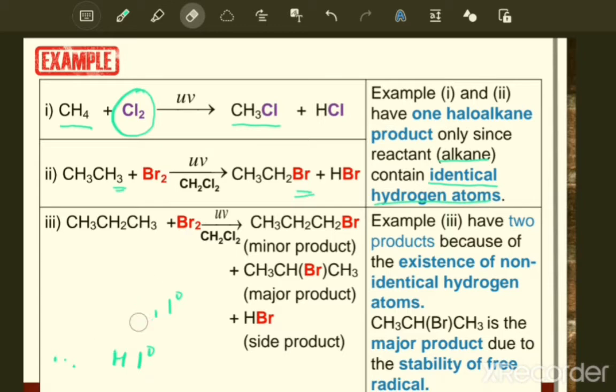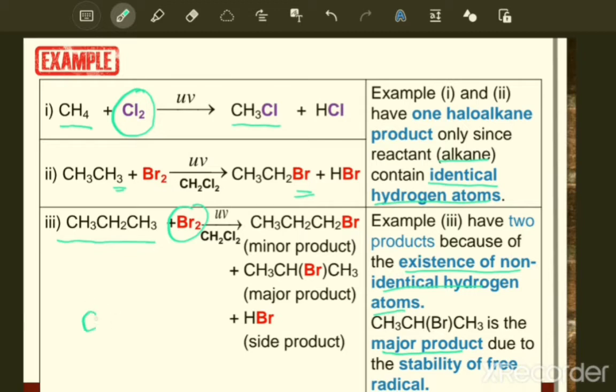However, for halogenation of propane here, we react with bromine in the presence of UV and CH2Cl2, we will produce a minor product and also a major product. Why do we produce two products? Because of the existence of non-identical hydrogen atoms. So we can see that 2-bromopropane is the major product due to the stability of the free radical.